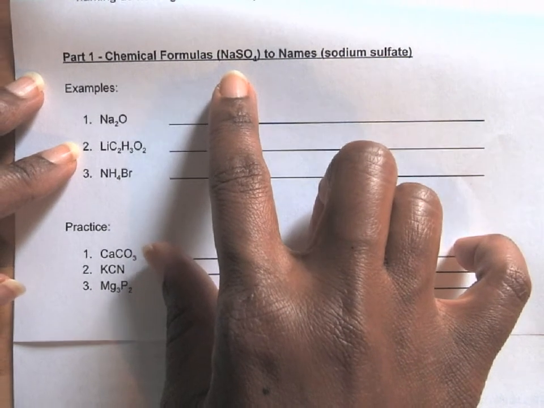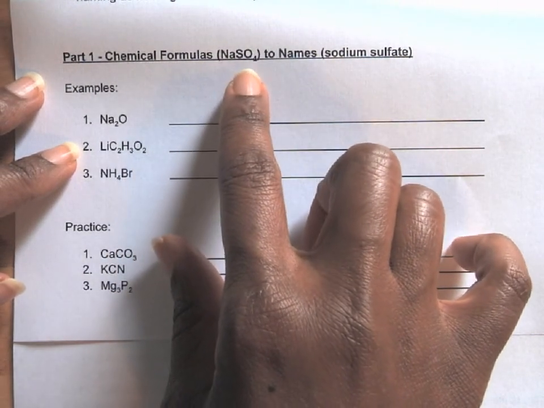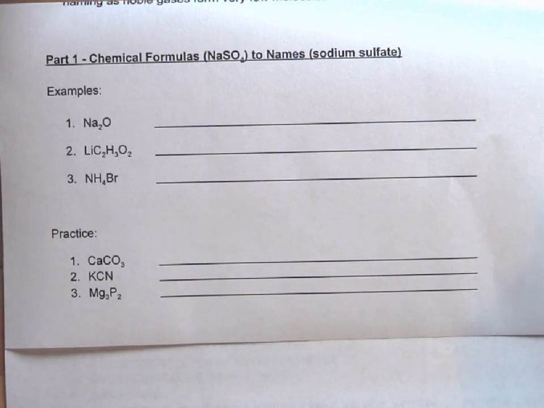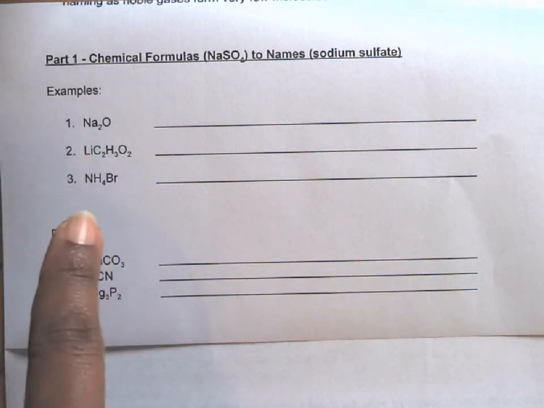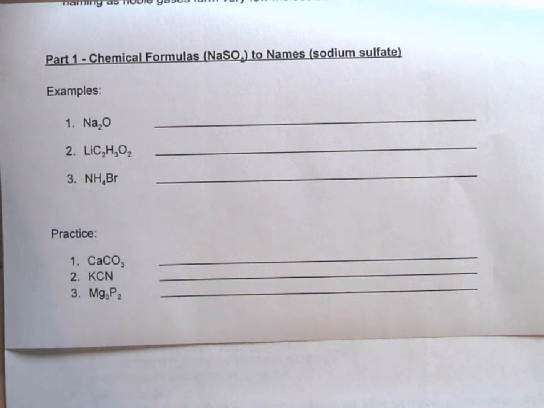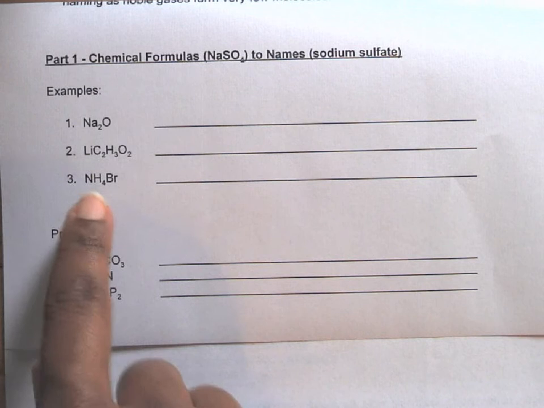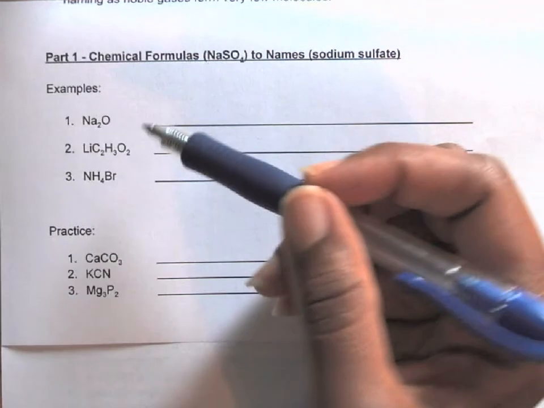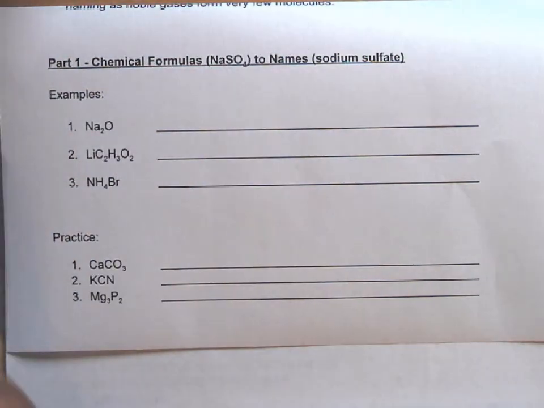If you look at the example going from NaSO4 to the name sodium sulfate. To begin, the first thing you need to do is identify the cation and anion from your chemical formula. Remember, the cations are usually metals, or they could be NH4, and the cations are always written first. What I like to do is use my periodic table as a reference.